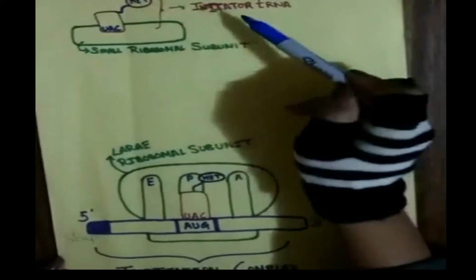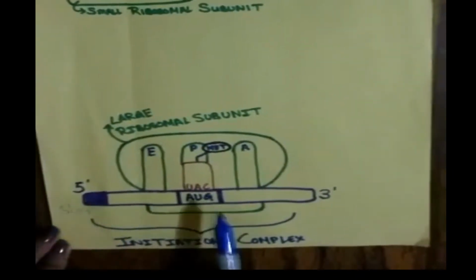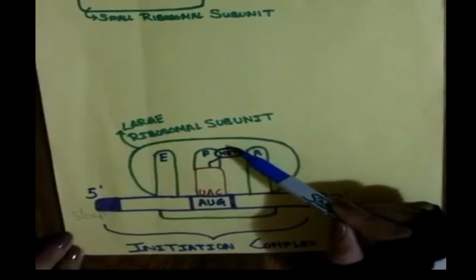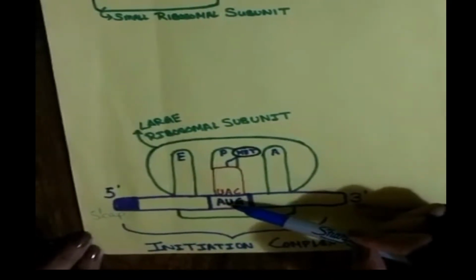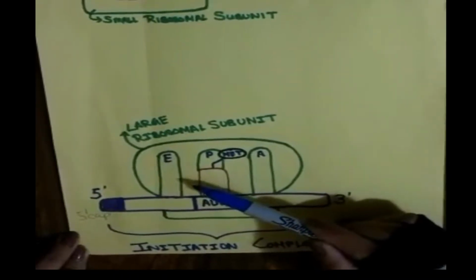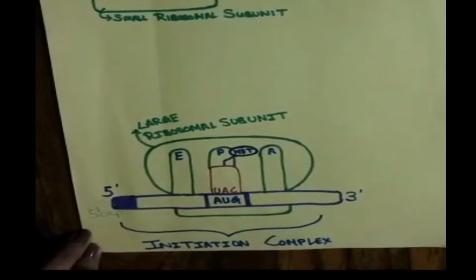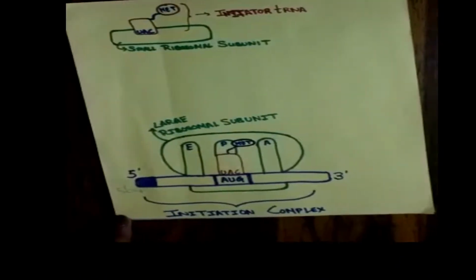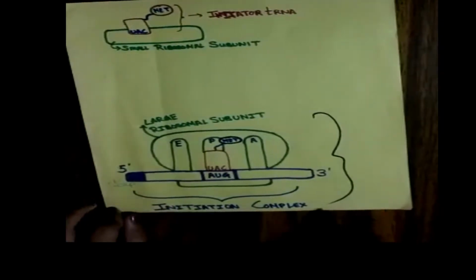In the process of initiation, a complex of the small ribosomal subunit and the initiator tRNA binds to the 5' cap. This complex starts by scanning from the 5' end to find the AUG, which is the start codon. The methionine is then brought to the start codon AUG by the methionine tRNA, which is the initiator tRNA. The large ribosomal subunit joins to form the initiation complex. The ribosome assembles so that the start codon is in the P site. This is called the translational initiation complex.